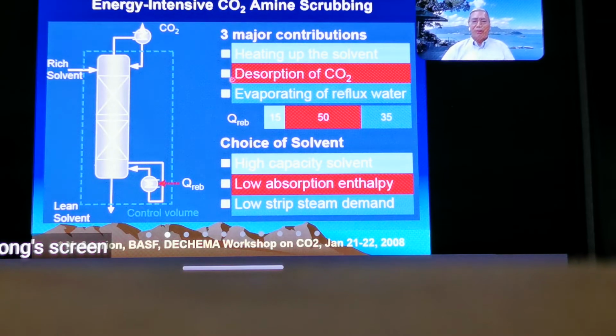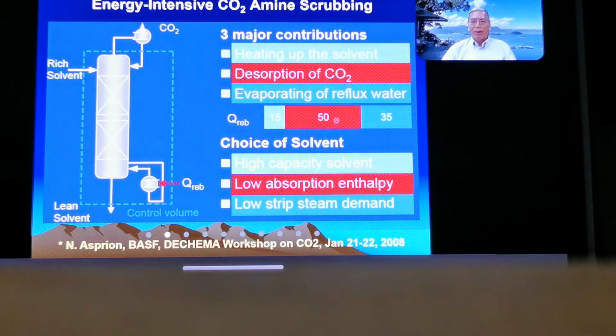The first is because you use the amine solvent, heating up the solvent consumes 15% of energy. You heat up about 140 degrees C. But since you go above water's boiling point, water evaporates, which is a waste of energy, doesn't contribute anything for that matter. But you have to use that to make the process cycle. So evaporation of the water consumes 35% of energy. And desorption of CO2, because of strong chemical bonding, consumes another 50%.